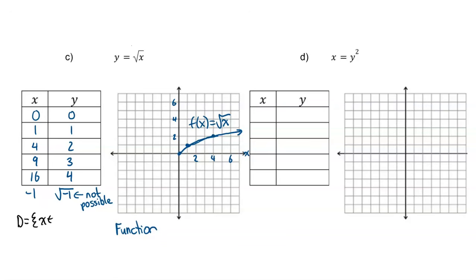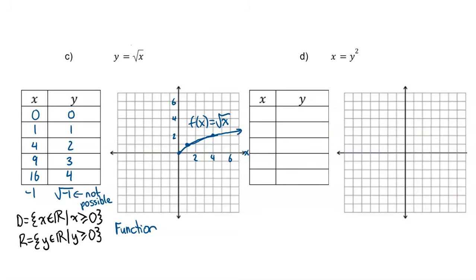So any negative values under the square root are not allowed. So that means the domain is x is a set of all real numbers such that x is greater than or equal to 0. And the range has the same restriction. y is a set of all real numbers such that y is greater than or equal to 0. It touches that point 0 but never goes below it. So now we go ahead and look at the next function, x equals y squared.